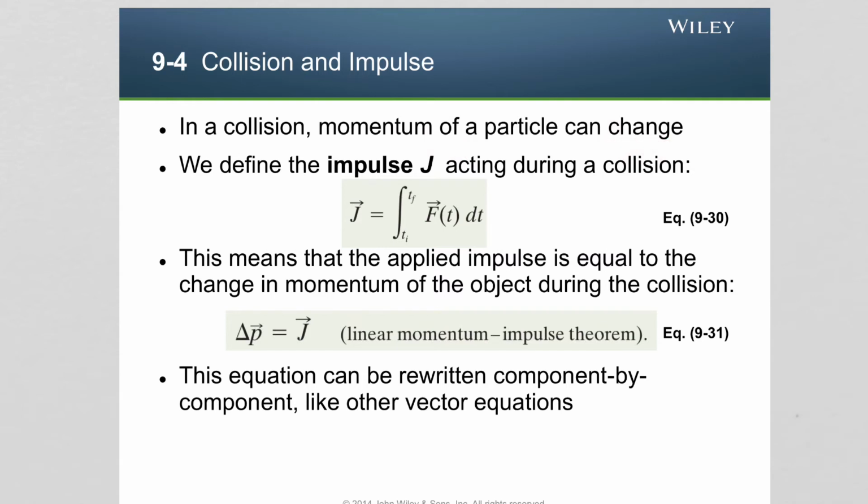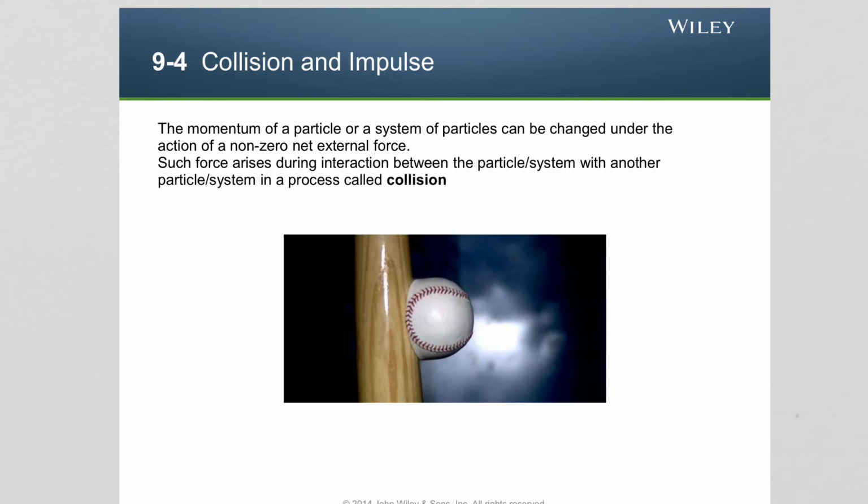So during the collision, we can define a new physical quantity, which is called impulse, J, as a vector quantity that is calculated by this integral. So this is an integral between two moments of time of a force that varies with time, dt. So let's visualize the process.